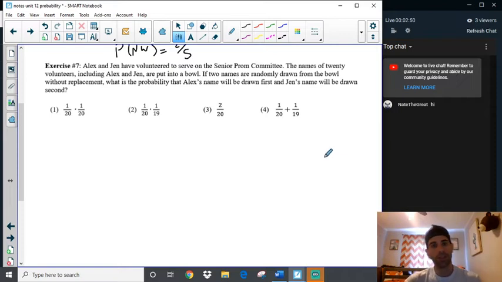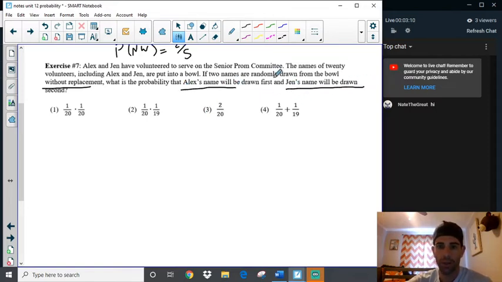Alex and Jen have volunteered to serve on the senior prom committee. The names of 20 volunteers, including Alex and Jen, are put into a bowl. If 2 names are randomly drawn from the bowl without replacement, that's pretty important, what is the probability that Alex's name will be drawn first and Jen's name will be drawn second?